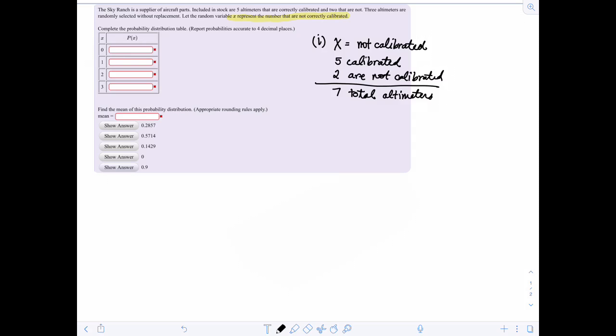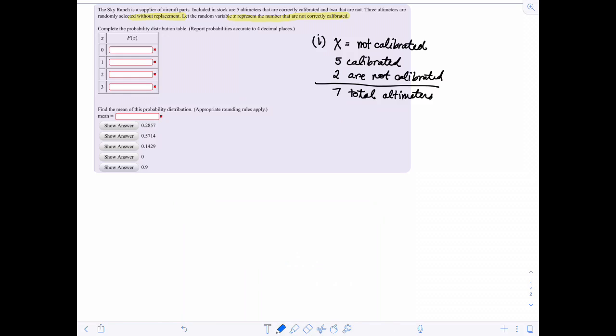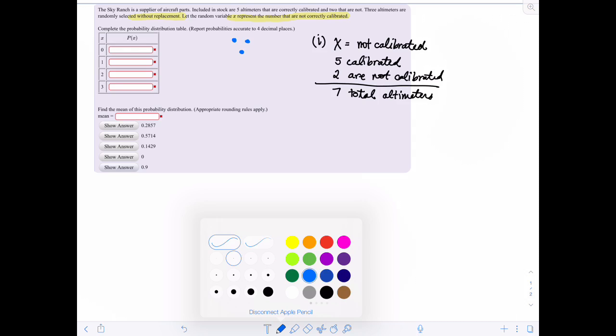Notice that in this case we're going to have to use some sort of combinations because it's without replacement, as stated here. And it doesn't matter which order we select. We're always selecting 3 altimeters. So if we have here's 1 altimeter, 2 altimeters, 3 altimeters, it doesn't matter which one is defective.